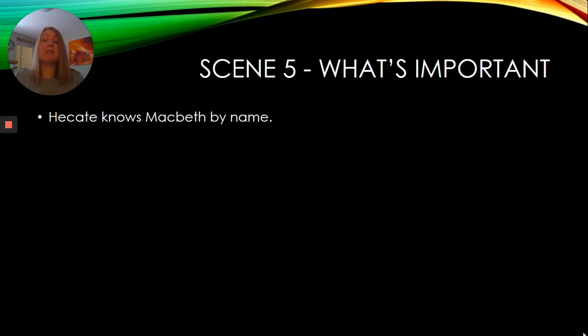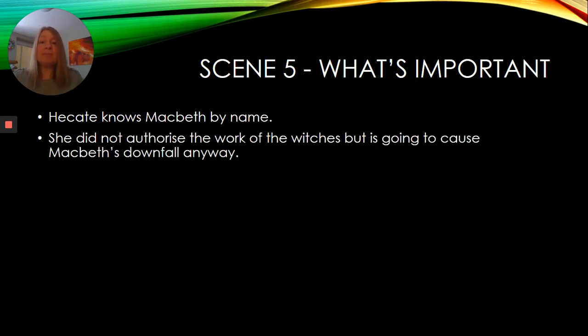So what's important? First of all, Hecate knows Macbeth by name. Secondly, she hasn't authorised the work that the witches have done, but she's going to bring about Macbeth's downfall anyway, so she is going to get involved at this point.